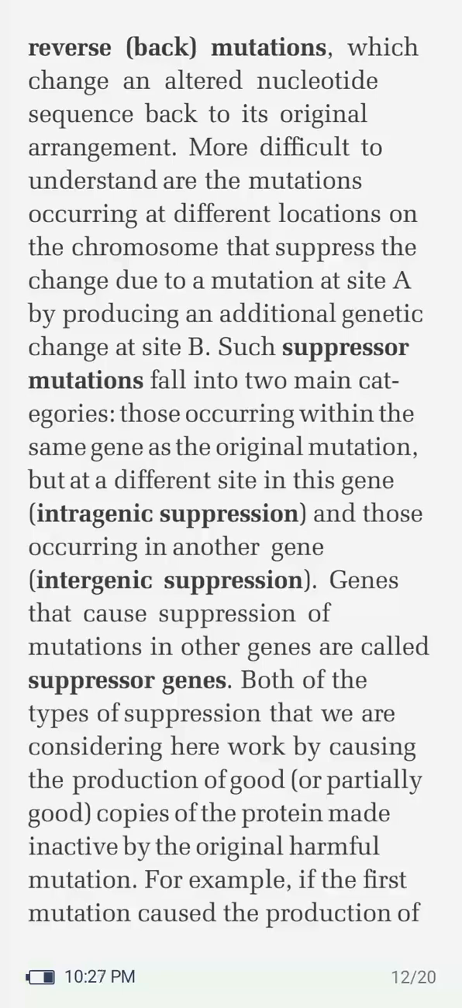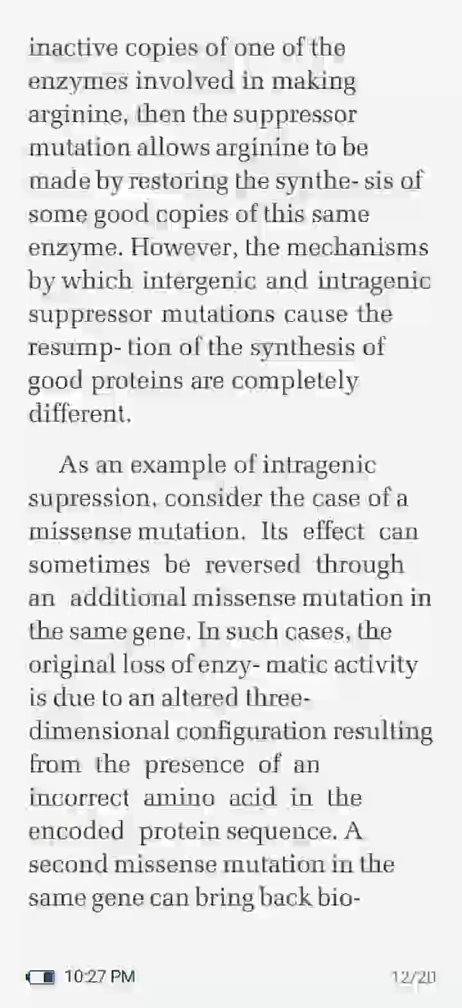For example, if the first mutation caused the production of inactive copies of one of the enzymes involved in making arginine, then the suppressor mutation allows arginine to be made by restoring the synthesis of good copies of this same enzyme. However, the mechanisms by which intergenic and intragenic suppressor mutations cause the resumption of the synthesis of good proteins are completely different.